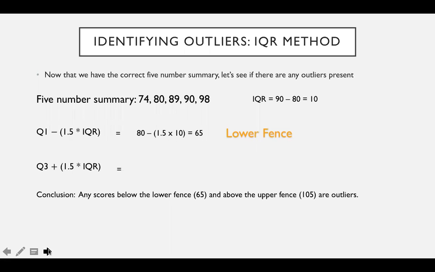Next, to find our upper fence, we'll do Q3 plus 1.5 times IQR, which when we plug in our numbers will give us 90 plus 1.5 times 10, which comes out to 105. So that's our upper fence. Before we said any scores below the lower fence and above the upper fence are outliers. So in this case, any score below 65 is an outlier, and any score above 105 is considered an outlier.